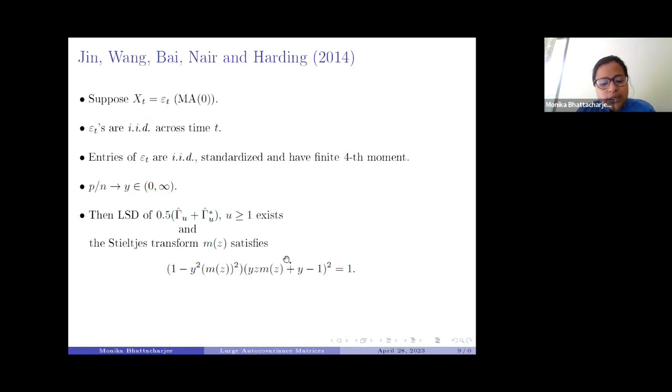Now also, looking at this equation, you can see that it doesn't depend on u. So this proves that if you consider the symmetric sum of sample autocovariance matrices, then their LSDs are all identical for u greater than or equal to 1 if we consider a moving average process of order 0. So this actually proves the conjecture for the symmetric sum. Of course, we saw it in the figure for the symmetric product, so we'll come to that, but they prove it for the symmetric sum.